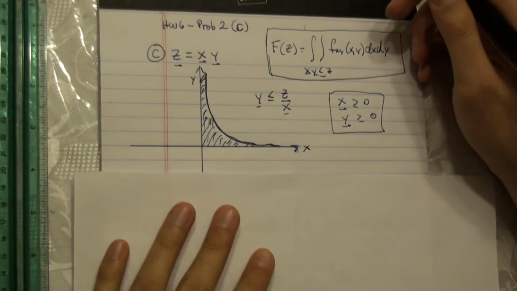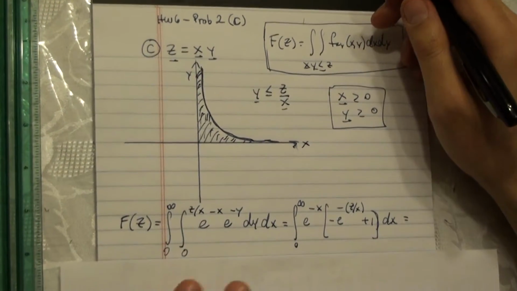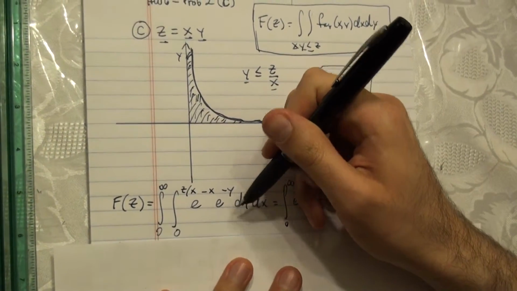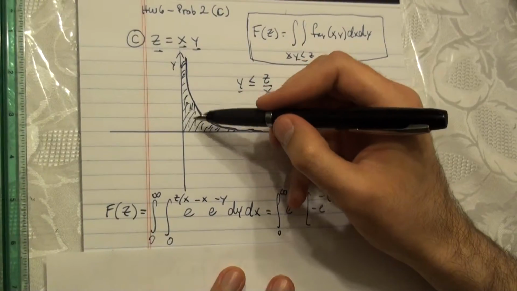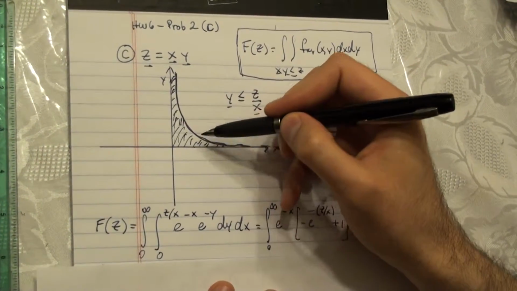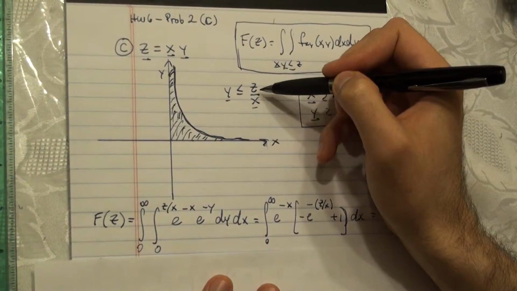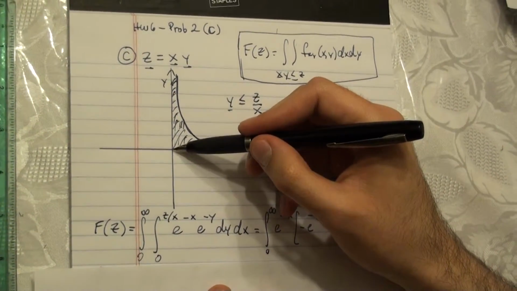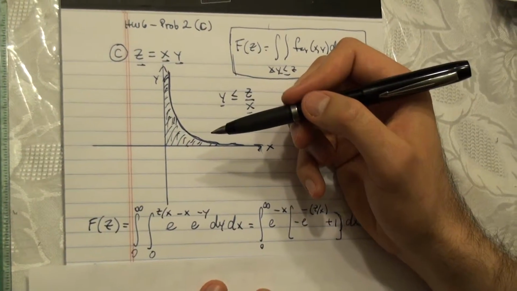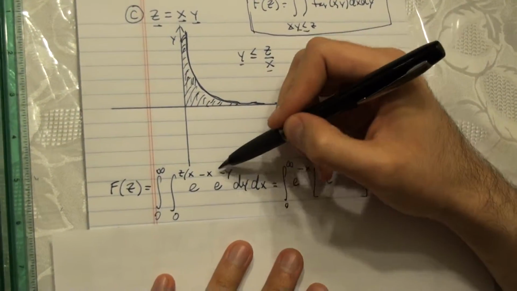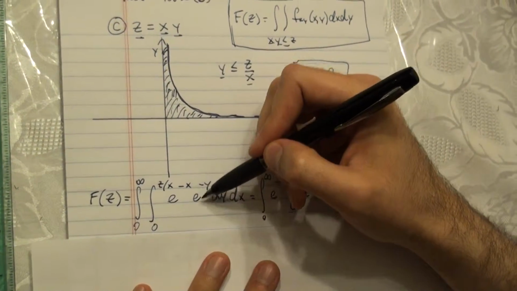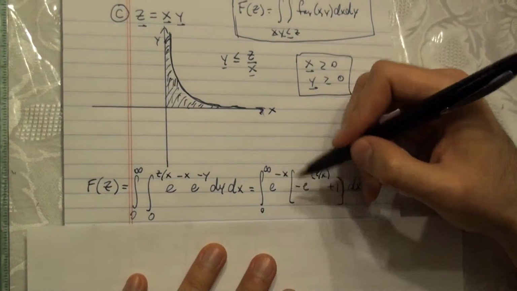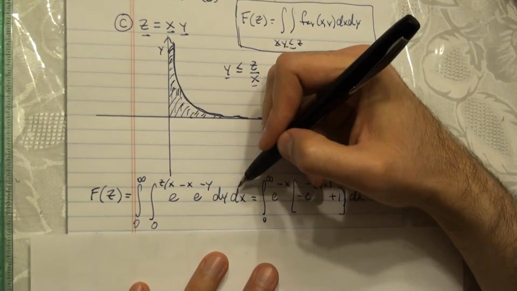So we want to come here. For big F of z, I'm going to integrate with respect to y first. So the limits are y goes from 0 to z over x. That's the first two limits. And then dx goes from 0 to infinity. So I have here the little f of xy, e to the minus x times e to the minus y. That's equal to this. So I do the integration with respect to y.